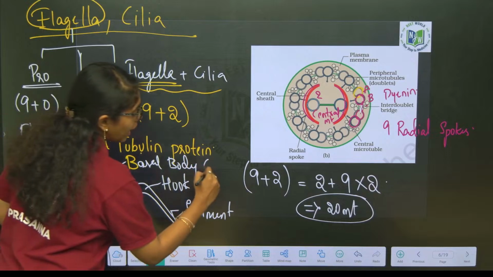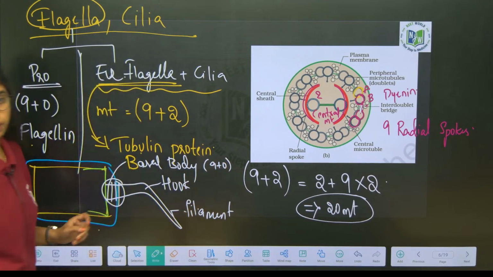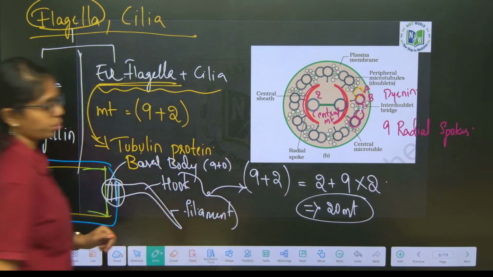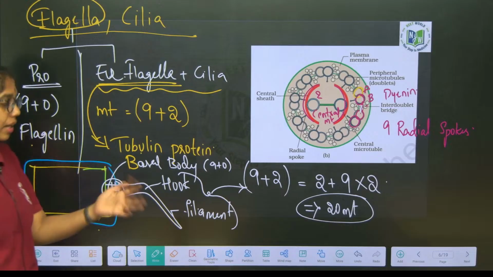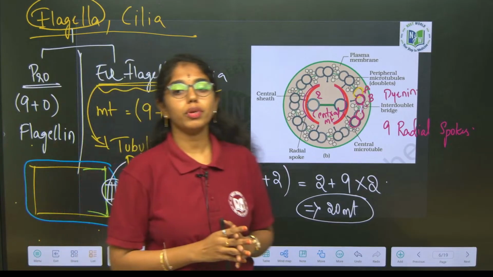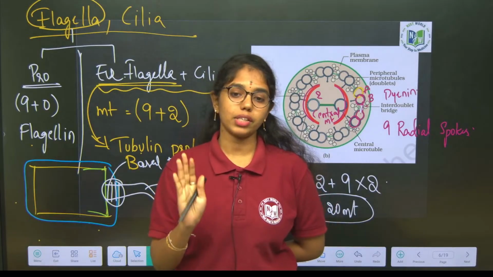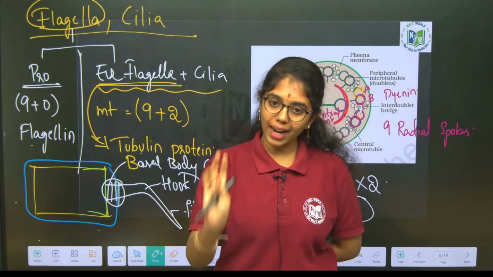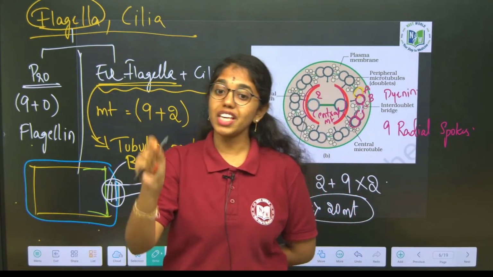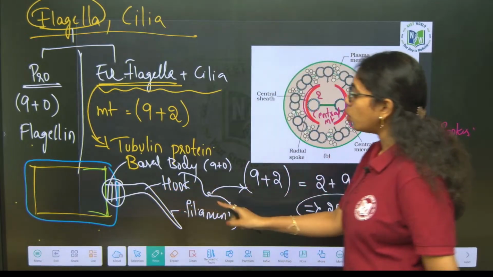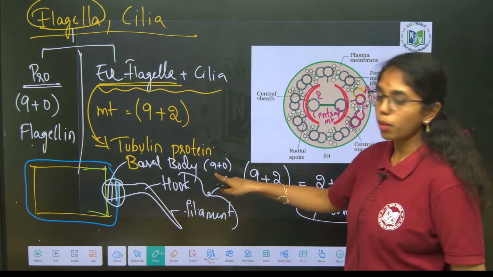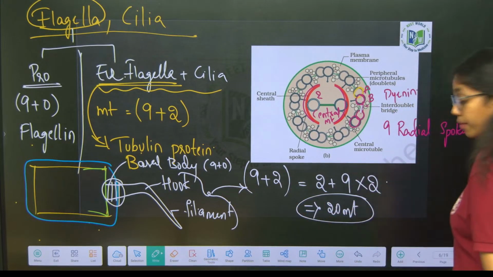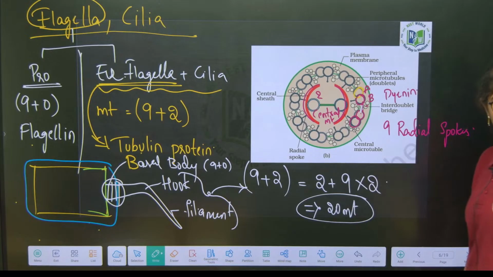So, the microtubular arrangement over here will be 9 plus 0 only beta, whereas hook and filament microtubular arrangement will be 9 plus 2. Understood? In general, if they are asking you what will be the microtubular arrangement in eukaryotic cilia and flagella, your answer should be 9 plus 2. Okay. If in prokaryotic flagella, your answer should be 9 plus 0. In specific, if they are asking you basal body, hook and filament, then you have to go basal body 9 plus 0, hook and filament 9 plus 2. Okay. Now, prokaryotic is 9 plus 0. Yes, yes.